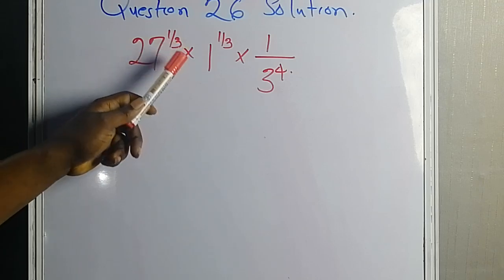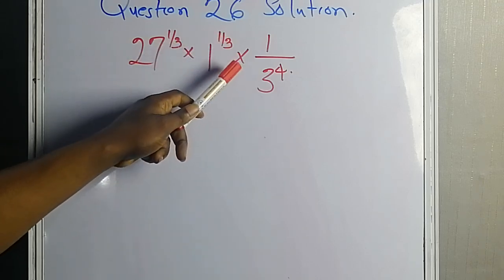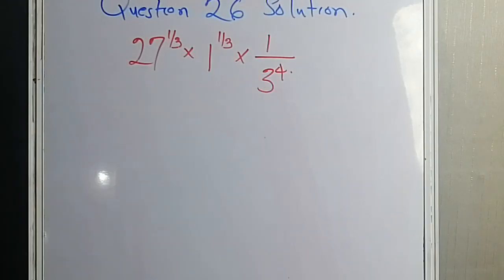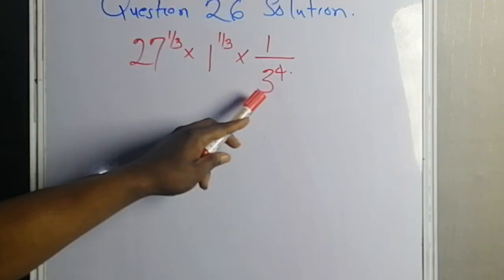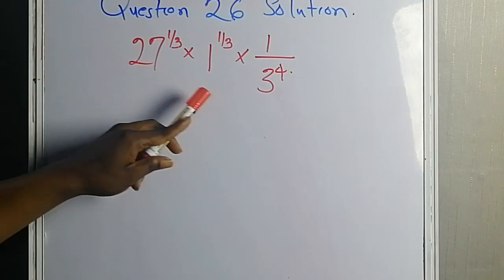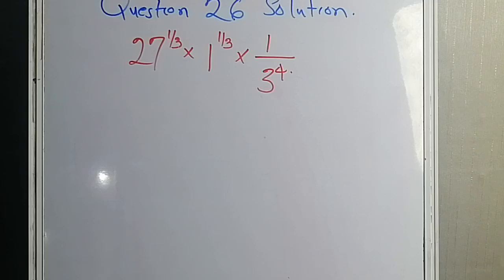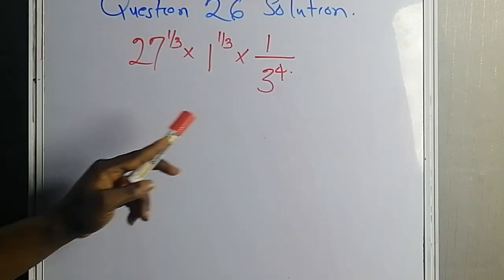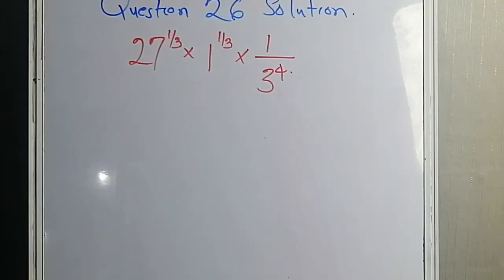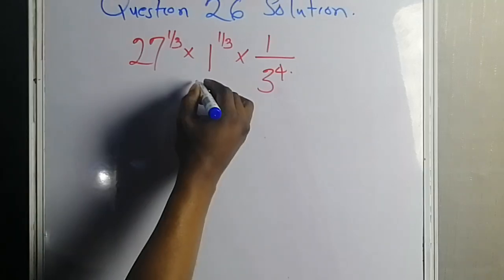27 raised to power 1 over 3, times 1 over 3 raised to power 3 raised to power 4, which is very interesting. So in this case, something is common, okay, which is what? 3 is common, okay? 3 is common. Now, if you look at this question very well, let's go straight to the solution.